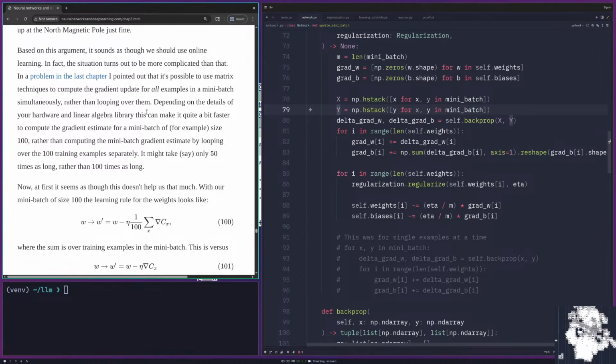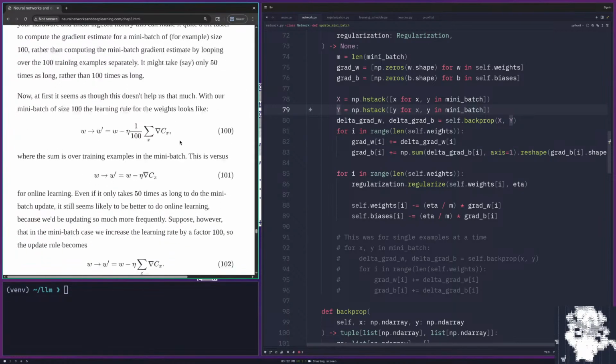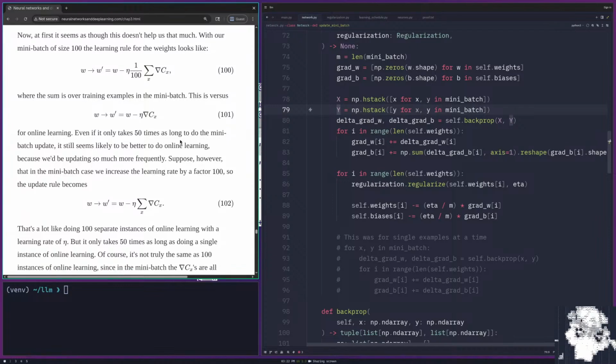Depending on the details of your hardware and linear algebra library, this can make it quite a bit faster to compute the gradient estimate for a mini batch size of, for example, 100, rather than computing the mini batch gradient estimate by looping over the 100 training examples separately. It might take, say, only 50 times as long rather than 100 times as long. Now at first, it seems as though this doesn't help us much.